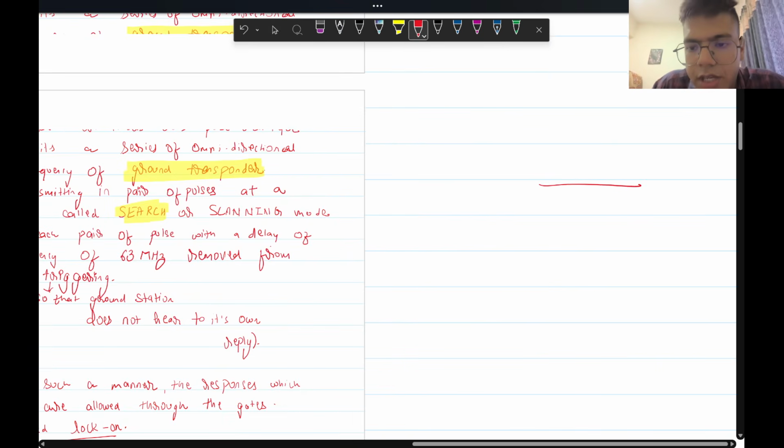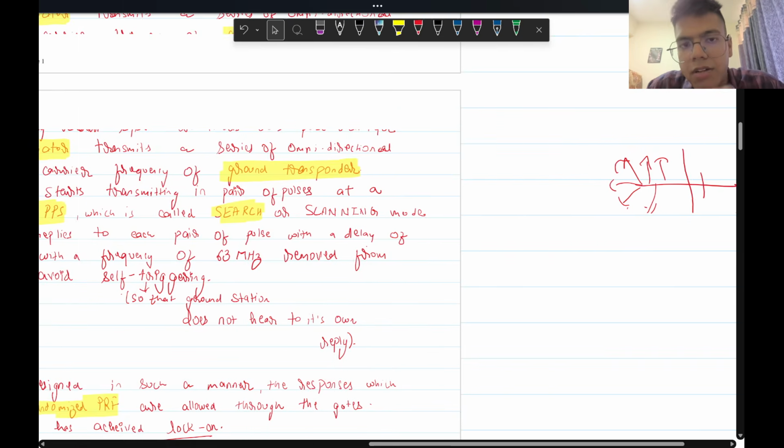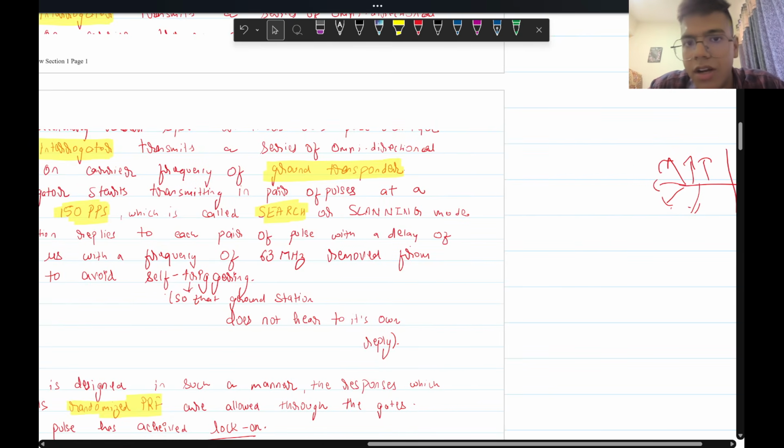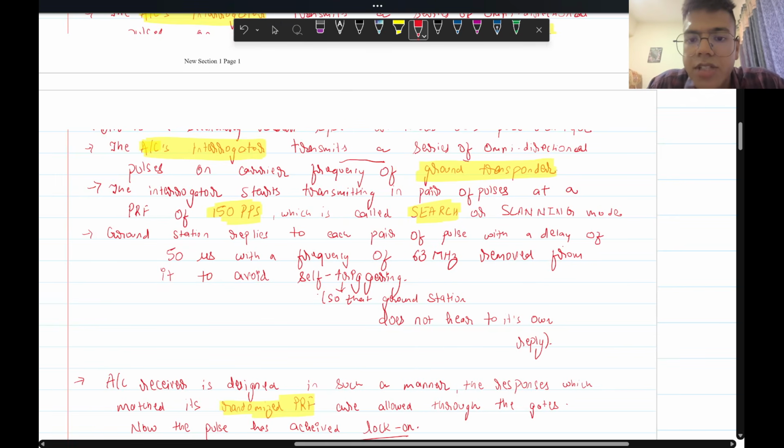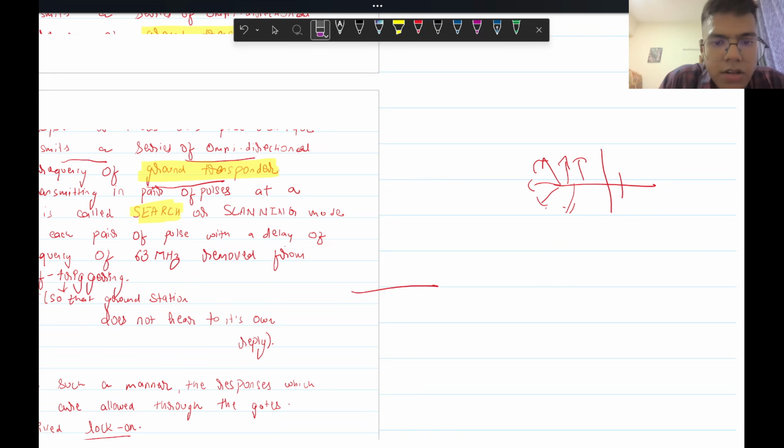Look, there's an aircraft. Now you tune the frequency of a co-located viewer and DME. Let's take only the case of DME. So if you tune the frequency, the pulses are being transmitted in all directions from this aircraft, but the frequency is tuned for a particular ground station only. So now see what happens. Aircraft interrogator transmits a series of omnidirectional pulses on carrier frequency of ground transponder. Now assume there is a ground station here.